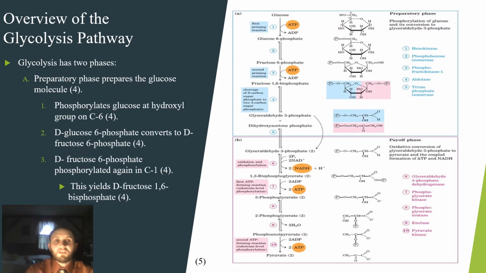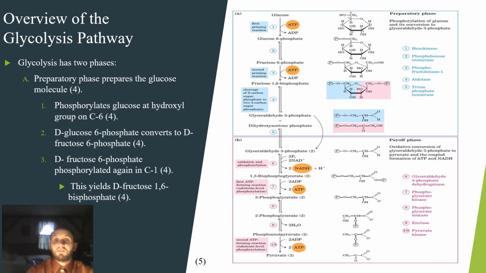Okay, so first let's talk about the whole process of the glycolysis pathway, which actually has two phases. The first phase is the preparatory phase, where it prepares the glucose molecule in order to be converted to pyruvate. And we'll talk more about the payoff phase later. It's basically the phosphorylation of the glucose and its conversion to glyceraldehyde 3-phosphate, which will be used in the payoff phase.